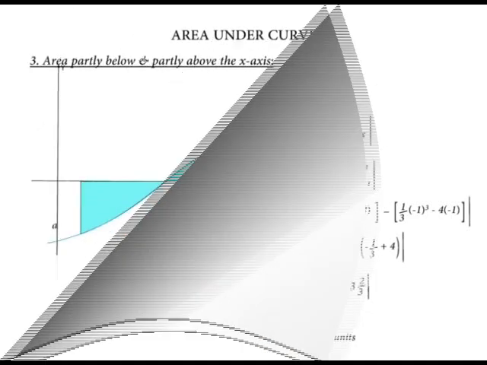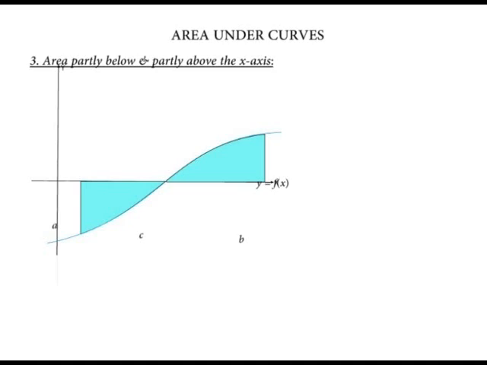Type 3, area that is partly above the x-axis and partly below the x-axis. In this case, we have to sum up the individual parts, remembering to take the absolute value for the section below the x-axis, that is from x is equal to a to x is equal to c. In other words, the integral is calculated in two parts.